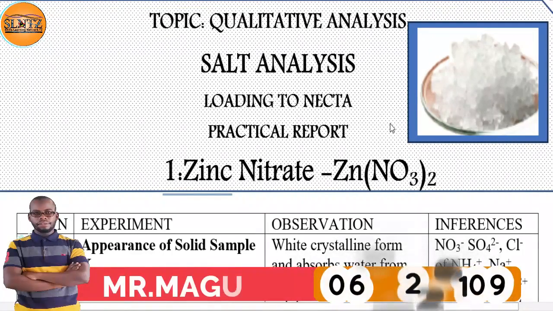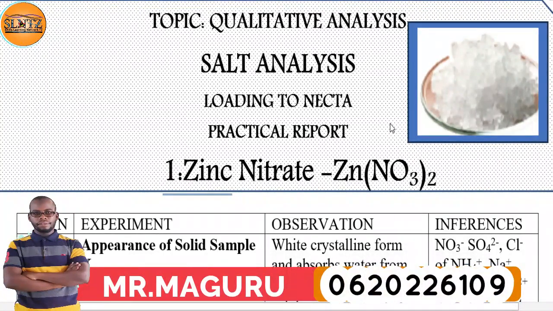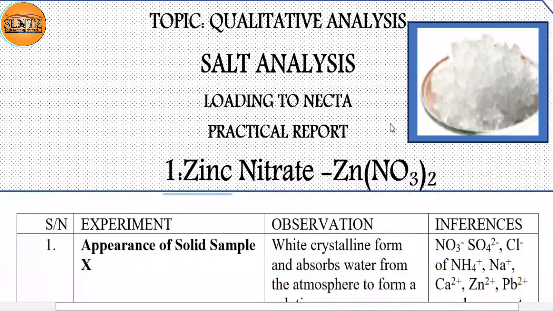In the previous lessons, we made analyses of different salts according to their groups. We have nitrates, sulfates, carbonates, and chloride salts. And we said that after analysis, we are going to make an analysis of each salt. How to write a salt analysis report for qualitative analysis.